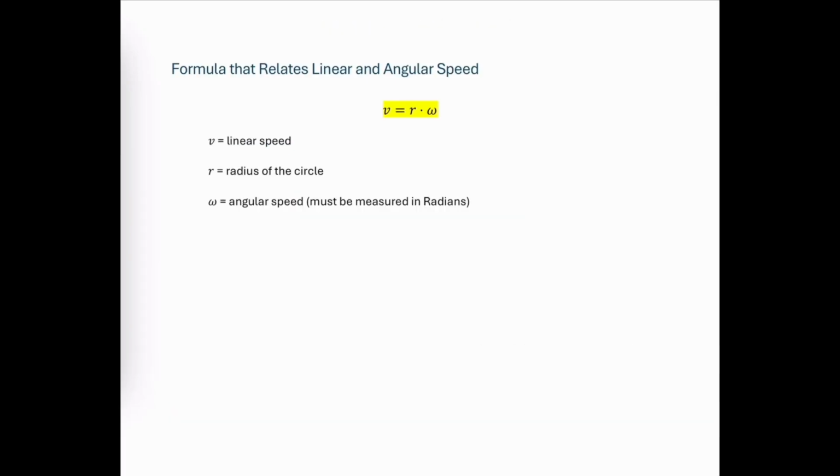Here we're introducing the variables that are used to describe the linear speed and the angular speed. This is a lowercase v here, but this letter, although it looks like a W, is actually lowercase omega. So the formula that relates linear speed to angular speed is v is equal to r times omega. So in order to understand why this is the formula that relates these two quantities, we'll need to derive it.